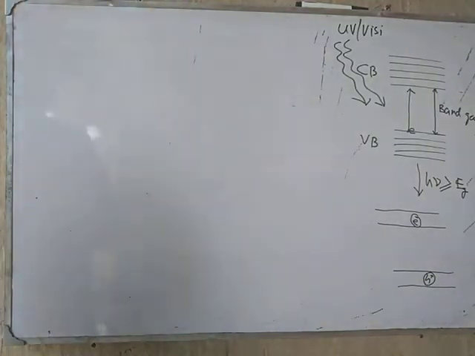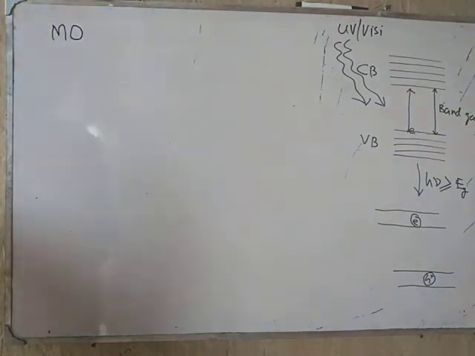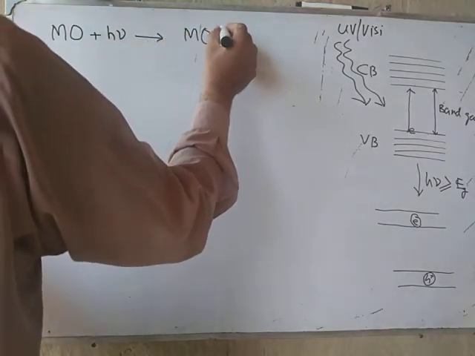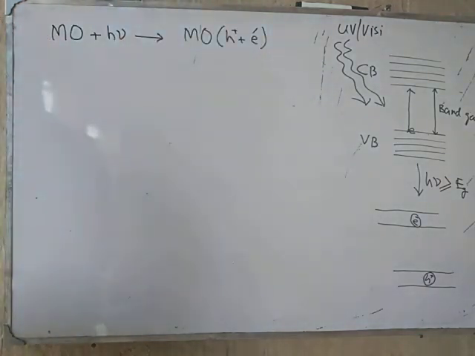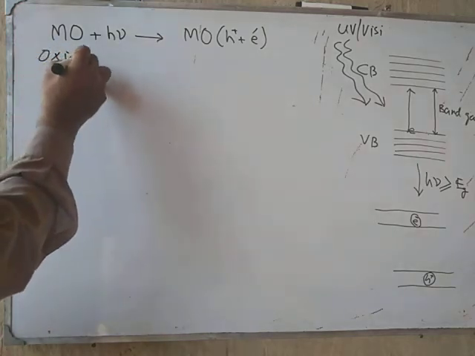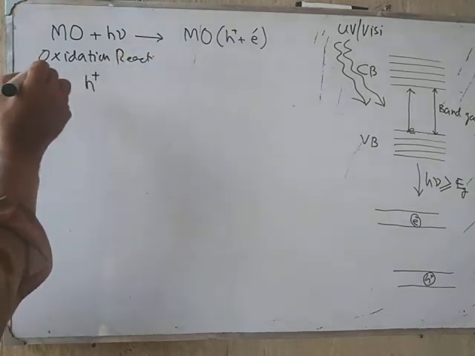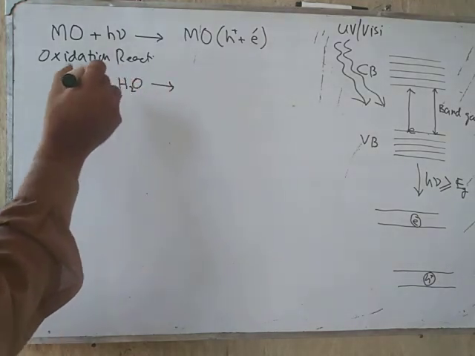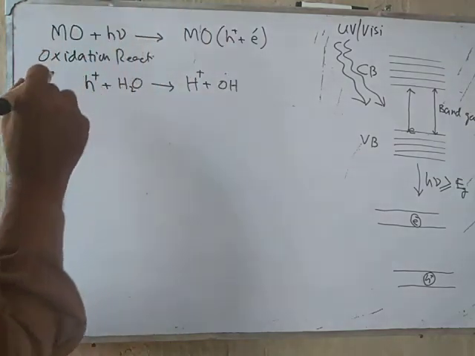यानी अगर हम इस तरह लिखते हैं metal oxide, that is the semiconductor metal oxide. When it is irradiated, then positive hole and electron is formed, exciton is formed. तो इसमें ऑक्सीडेशन रिएक्शंस क्या होंगे फिर? ऑक्सीडेशन रिएक्शंस इसमें पॉजिटिव होल H ने रिएक्ट करना है विद वाटर. It produces हाइड्रोजन आयंस एंड OH रेडिकल.